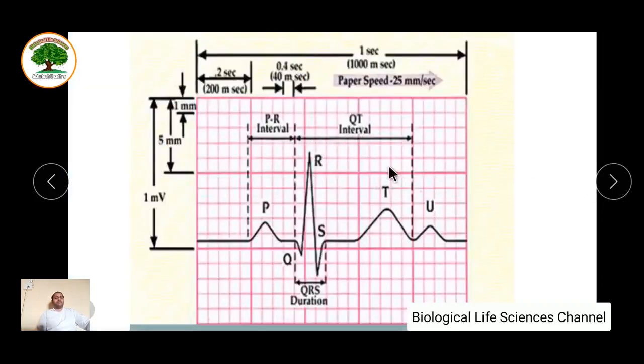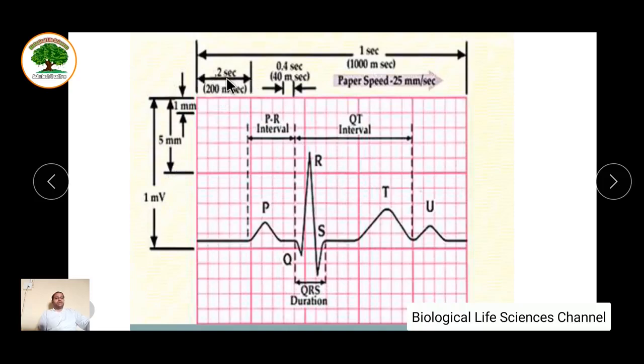You can see the graph paper shown over here. This is the PQRST wave. This is the actual whole function of the heart recorded in these waves. You can see the smallest square is 1 mm, the bigger square is 5 mm, and the much bigger square than this is 1 millivolt.